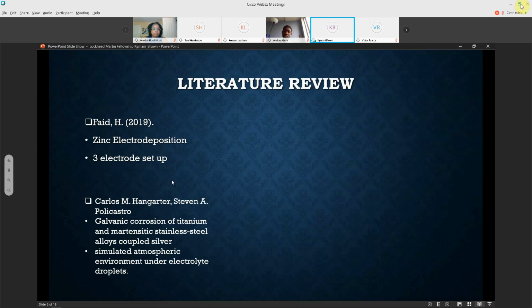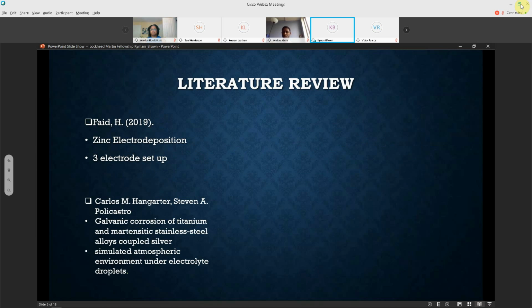In analyzing a couple of articles, for instance, Farid H. in 2019, his setup was quite similar to what we were doing, in that he utilized what is known as a 3-electrode setup to do his experimentation. However, in analyzing the corrosion potential, he used a different element, zinc, and he utilized the method of electrodeposition, while we did not go there.